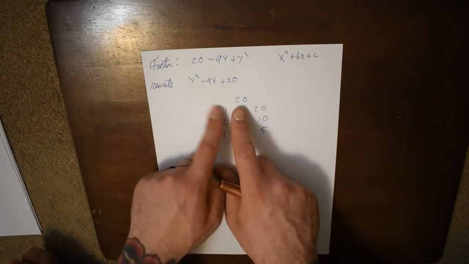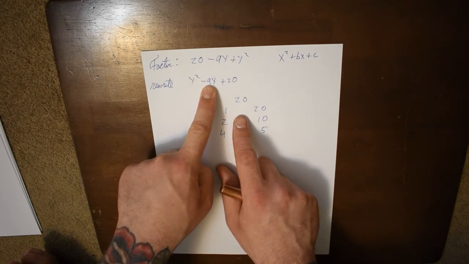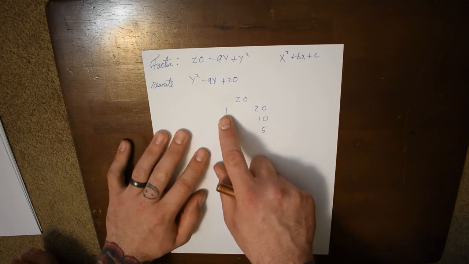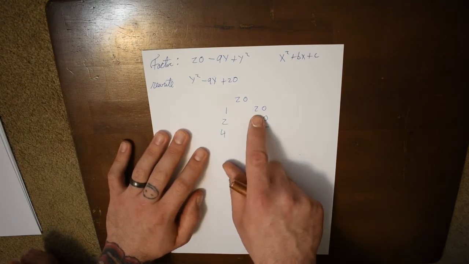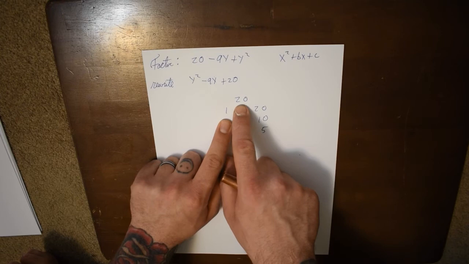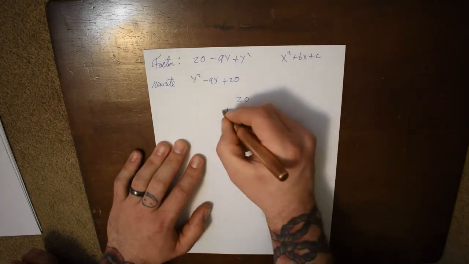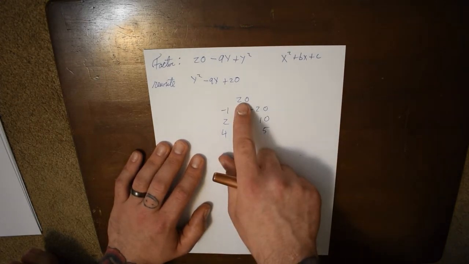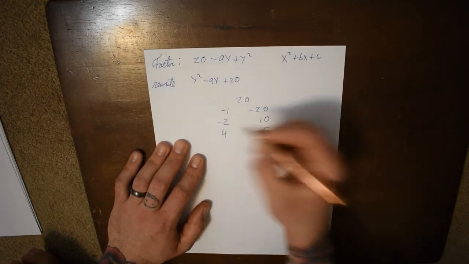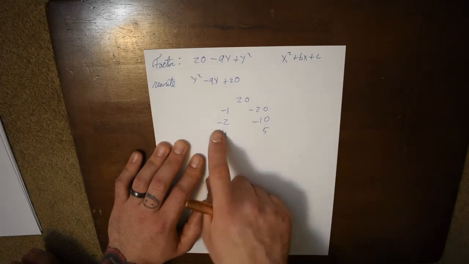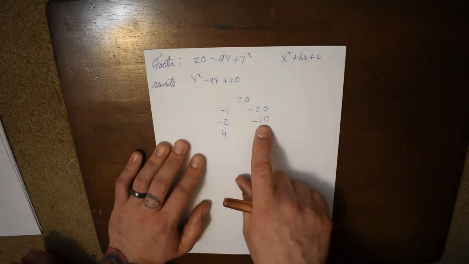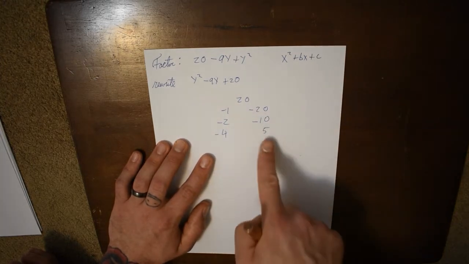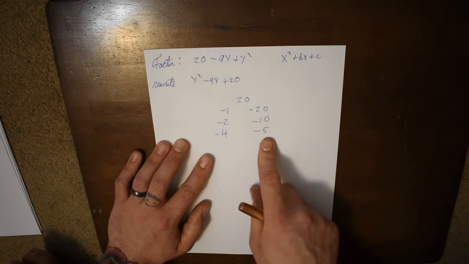But we want them to add to a negative 9. This is where it's different than the other problems. Because it's true that 1 times 20 is equal to a positive 20. But it's also true that negative 1 times a negative 20 is equal to a positive 20. A negative 2 times a negative 10 is equal to a positive 20. And a negative 4 times a negative 5 is equal to a positive 20.